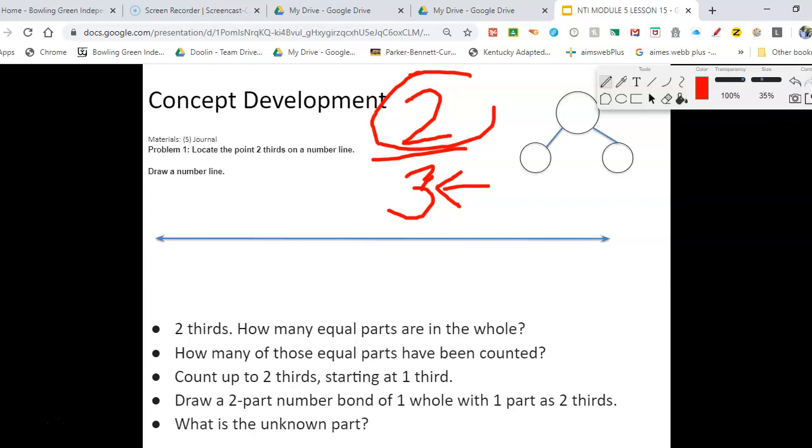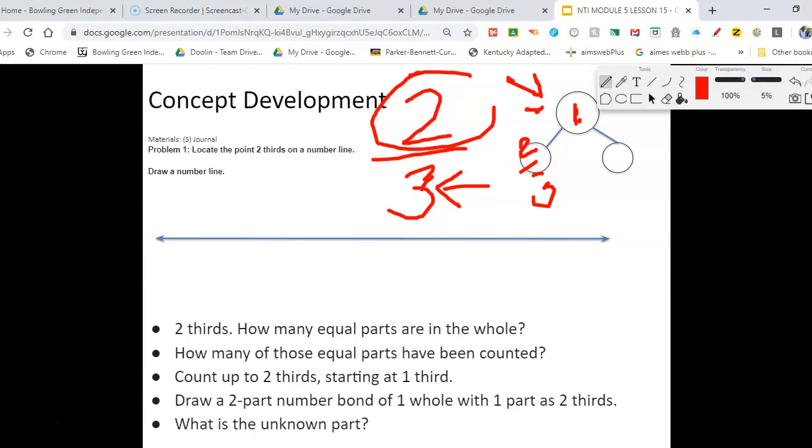Ready, go. 1/3, 2/3. Now, I want you to draw a 2-part number bond, and if you look, I have drawn one right here for you. Here's a 2-part number bond. And I want you to put one whole, because we are working with one whole. And on one part, I want you to put 2/3. So this part, I want you to put 2/3. Sorry, mine won't go inside the circle. Now, so you've put 2/3 in that part.